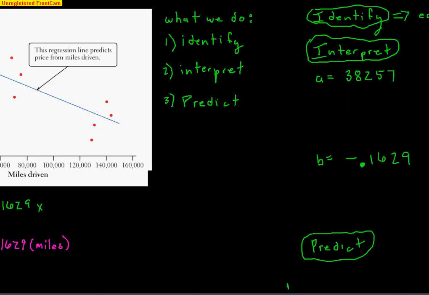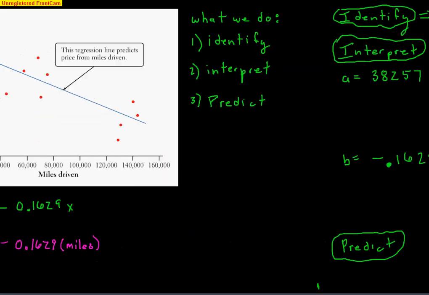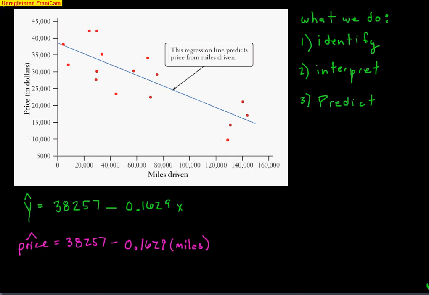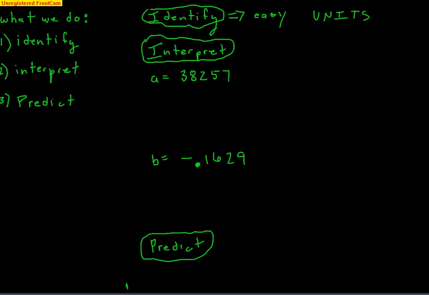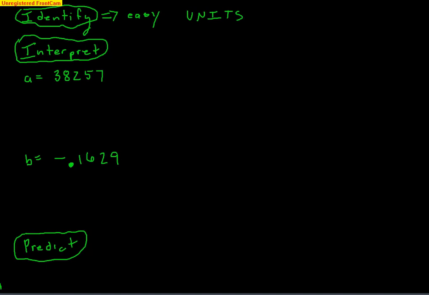So the first thing we have to be able to do is identify what is the slope and what is the y-intercept. It's pretty easy to understand. A is the 38,257. That's my A. And then I have plus b times x. Well, obviously b is negative in this case, so my slope is negative 0.1629. That's pretty easy to do, you just have to look at it.